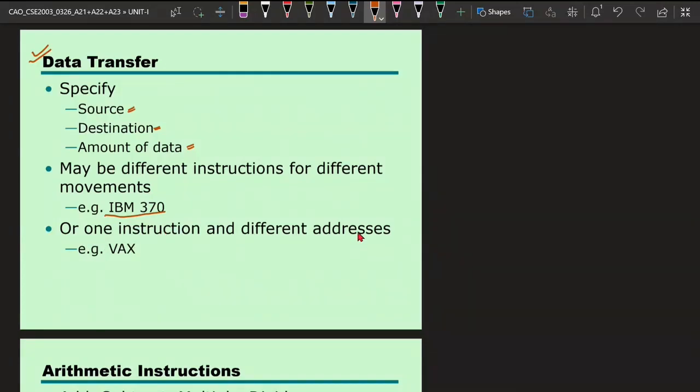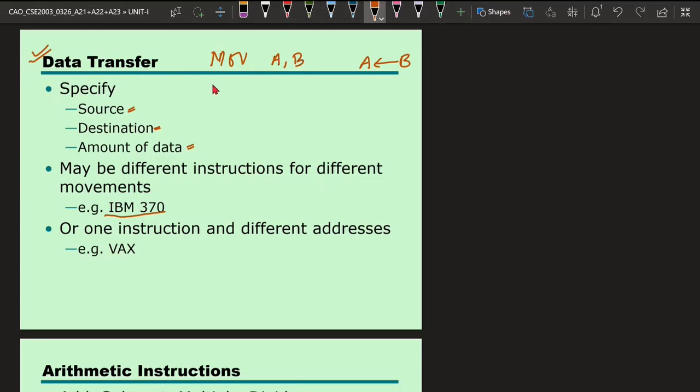One instruction and different addresses. Some data transfer instructions are a single instruction that uses different addresses. Here, as an example, we will consider the instruction move. Instead of writing the complete word, we will write MOV. If it is a two address type instruction, we will call it MOV A comma B. Its meaning is that we are going to move the content of B into A.